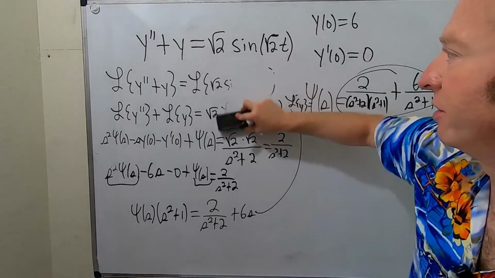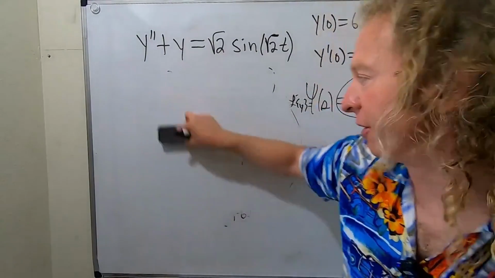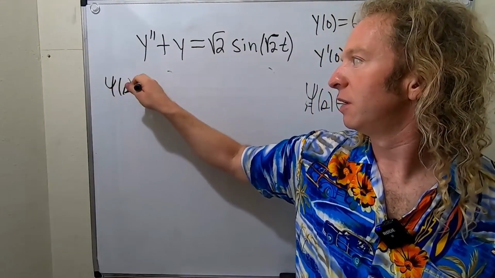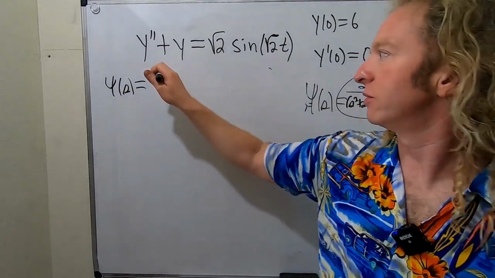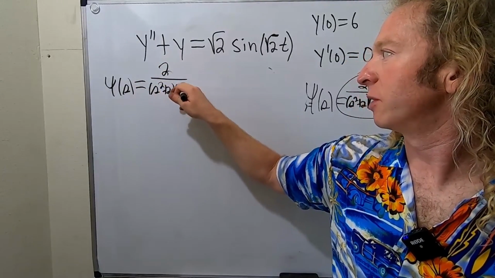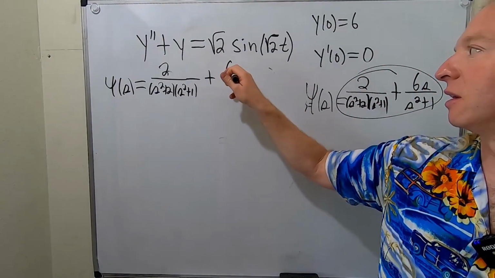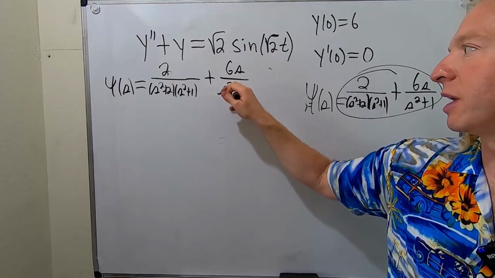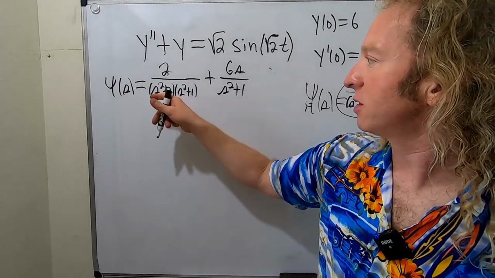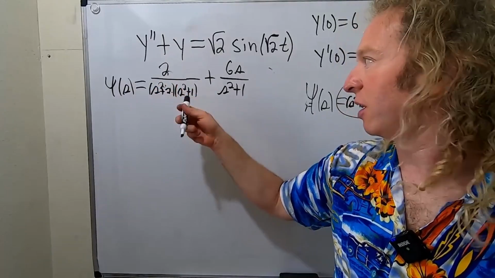I'm going to erase all of this, okay, and rewrite it over here. So we have Y of s is equal to 2 over s squared plus 2, s squared plus 1, plus 6s over s squared plus 1. So again, this piece is easy. We can use a cosine for this. It's this piece here that causes problems. That's a 2. It's an ugly 2. So let's go ahead and use partial fractions on this piece here.